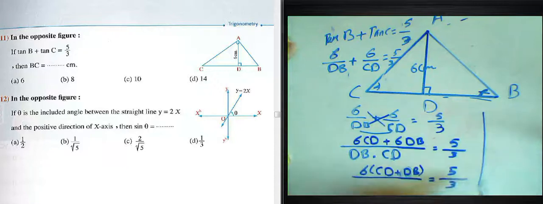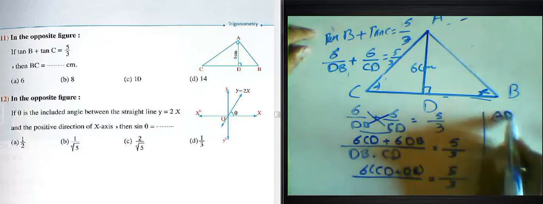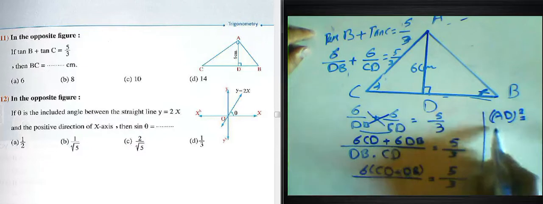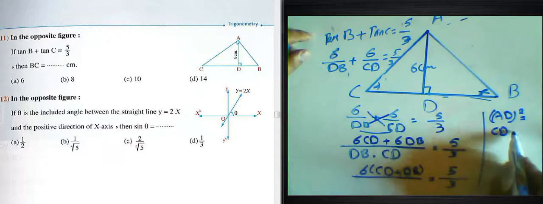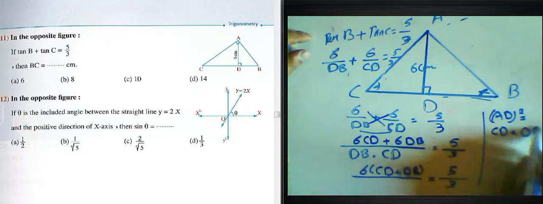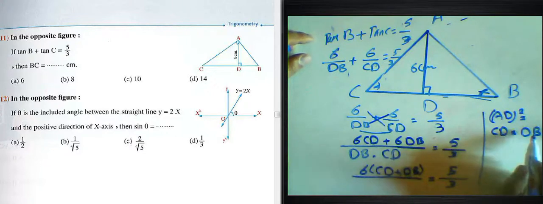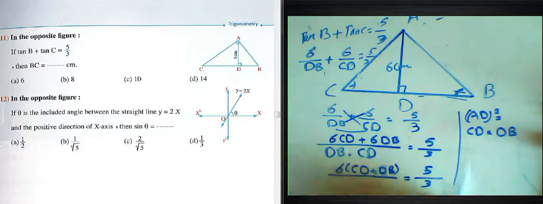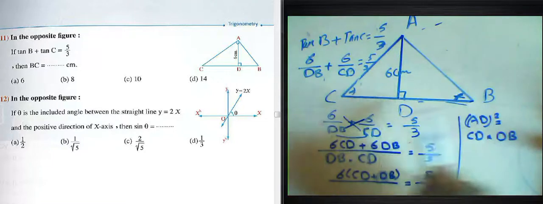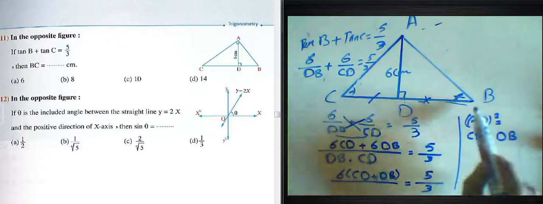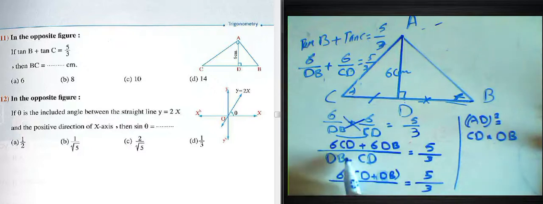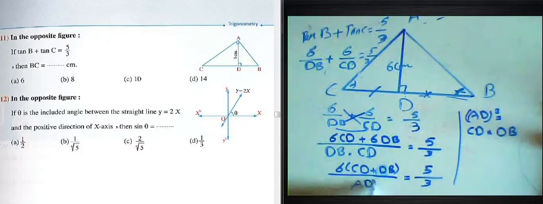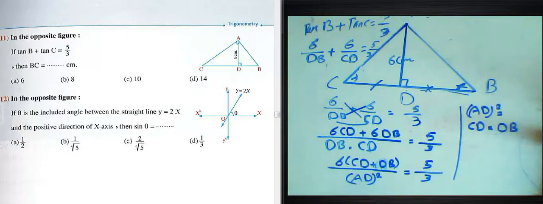We learned AD power 2 equals CD multiplied by DB, from Euclid. You know this property from Euclid. Do you remember it? Again, AD power 2 equals CD multiplied by DB. Don't forget it. Okay, so we can cancel DB multiplied by CD, DB multiplied by DC, and write AD power 2 here. We know AD power 2, AD was 6.